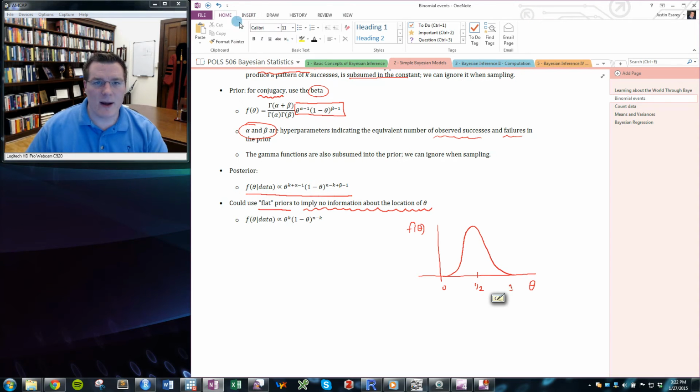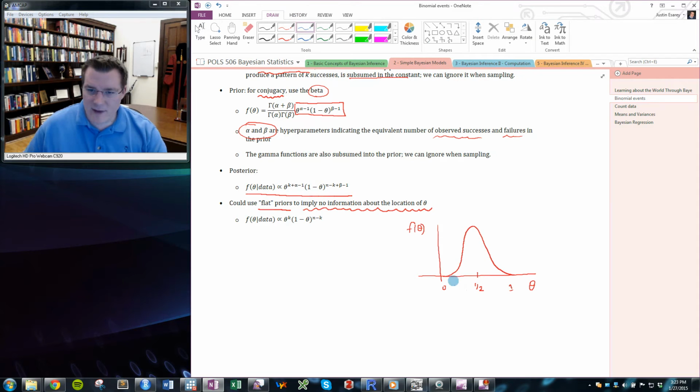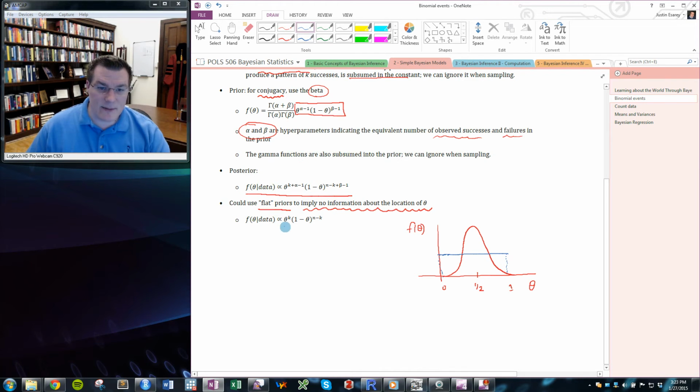A flat prior, by contrast, tries to communicate no information. A flat prior might say, every value of theta between 0 and 1 is equally likely. At least before my experiment, I believe that every one of them is equally likely. Before I observe any data, I believe that they're all equally likely. If that's the situation I find myself in, I can simply enter the posterior as the likelihood. The answer you're going to get is obviously going to be uninformed by any prior.